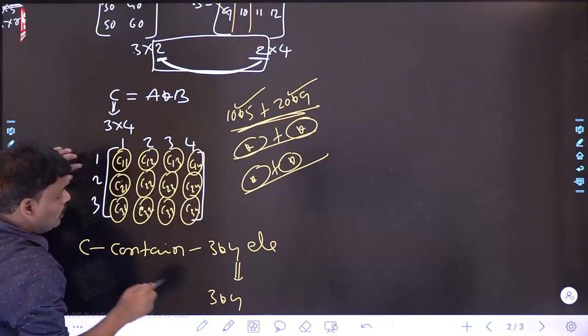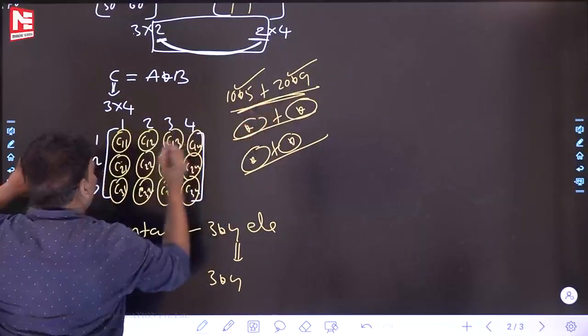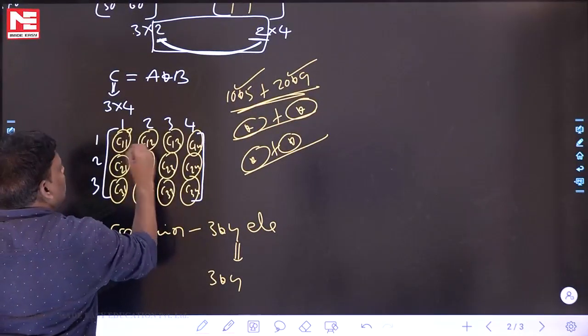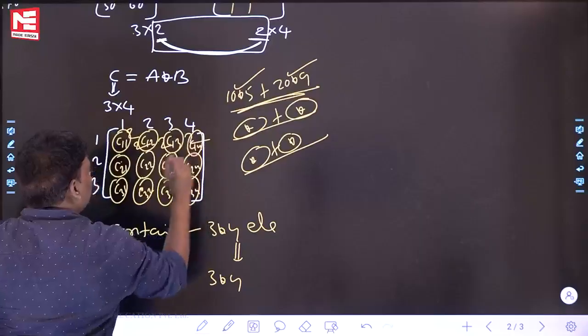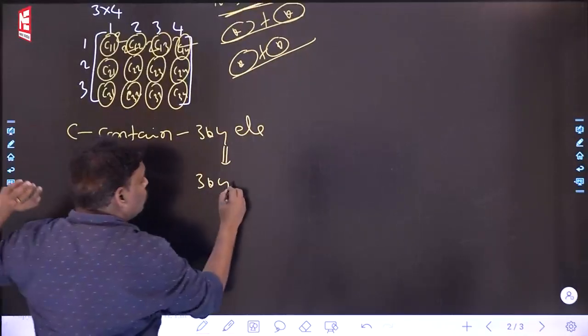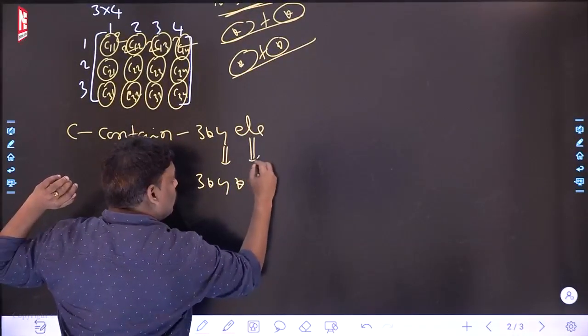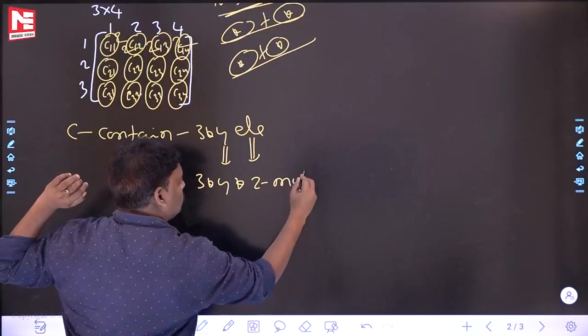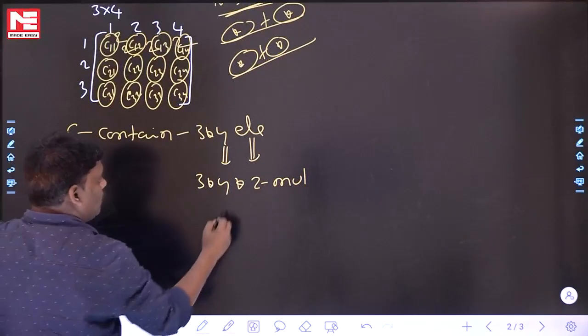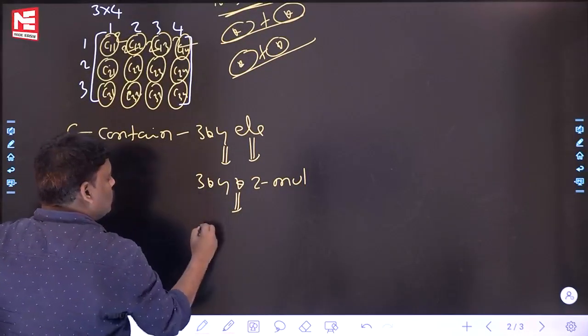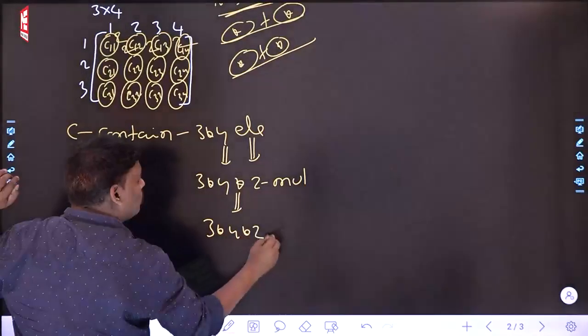Next one. Every element requires how many multiplications? Every element requires 2 multiplications. What is the meaning? Here 2 multiplications, everywhere 2 multiplications required. Now see the answer. 3 into 4 elements, and every element requires 2 multiplications. Combinedly, what is the answer? 3 into 4 into 2 multiplications.